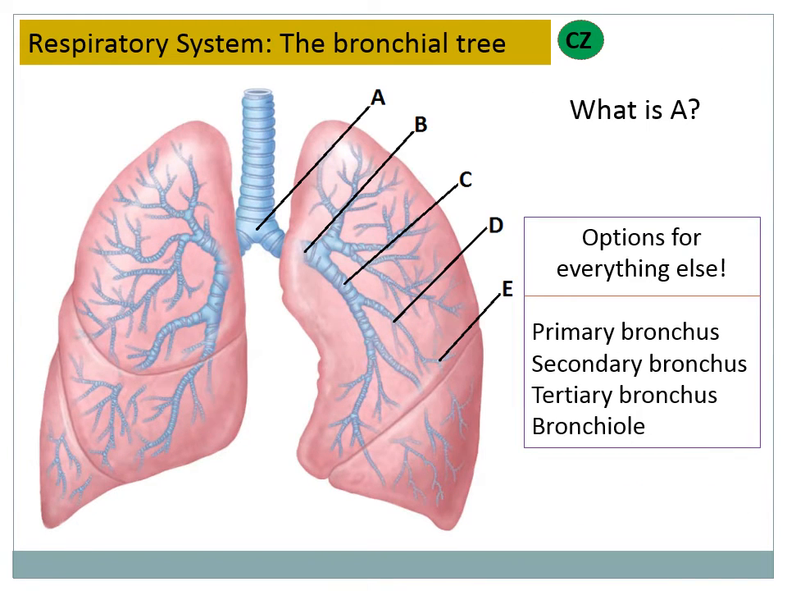So looking at A, we just talked about this structure. What is structure A? Yep, it's the carina, the spot where we split air into the right and the left lungs. So looking at B, C, D, and E, we have a couple of options. Looking at the order in which these are running, B is going to be our primary bronchus. So we split from the carina to the primary bronchus.